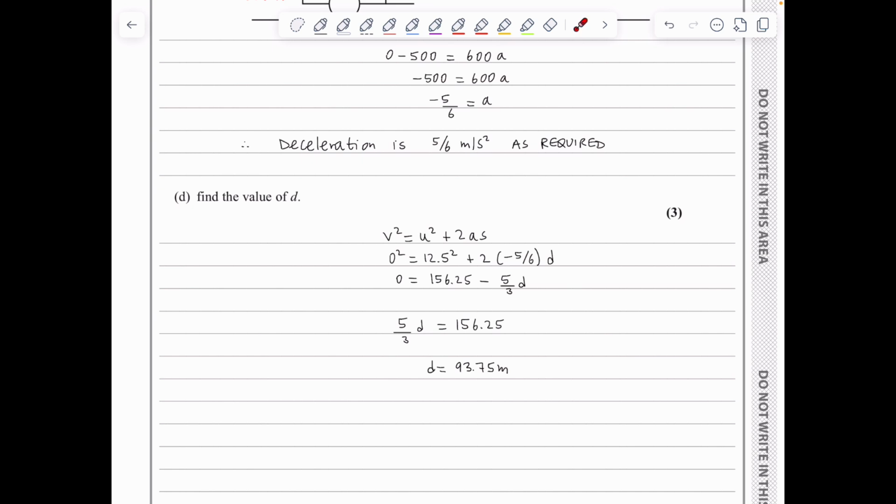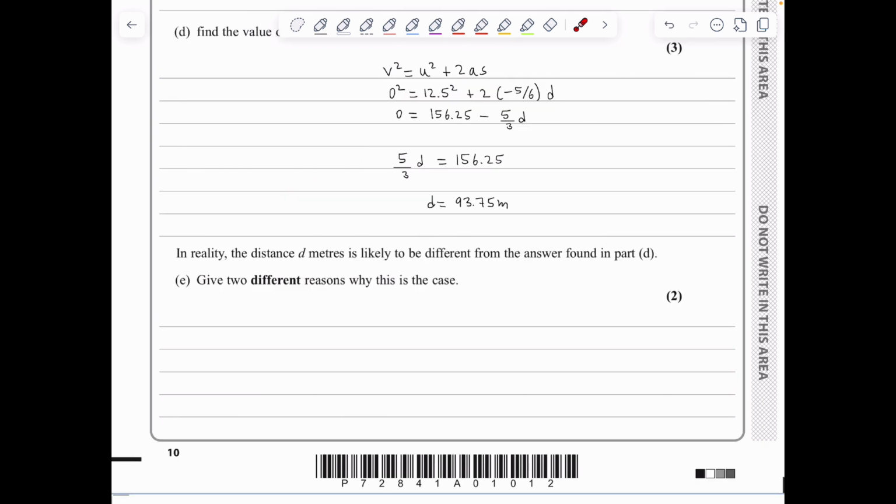And also be careful, if you end up with S being 93.75, you will be penalized because the question is asking for the value of D, so we always need to adjust to the letter that is used in the question. In reality, the distance d meters is likely to be different from the answer found in part D, and we need to give 2 different reasons why this is the case.